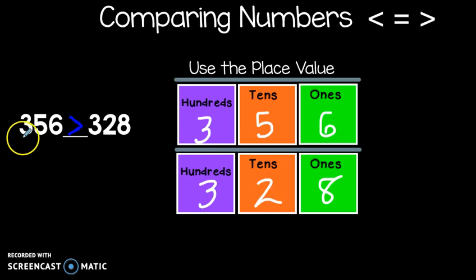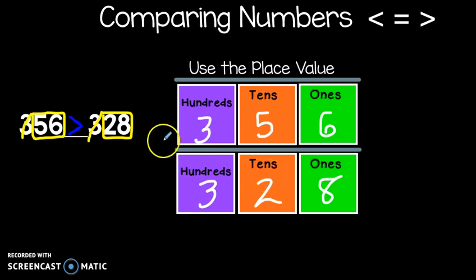And let me show you another way to think about it too. After I've looked at my hundreds and I see that they're the same, then I can go ahead and put a box around my double digits here. And now when I look at that, it really makes it obvious which one is bigger and which one is smaller. So here we've got 56 and here we've got 28. And I know that 56 is a bigger number than 28. So that really just supports the fact that I know that 356 is bigger or greater than 328, really because this has 5 tens and this has 2 tens.